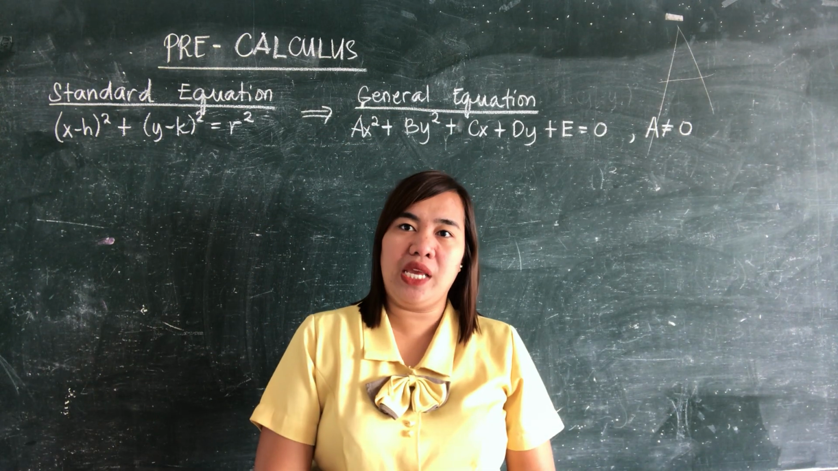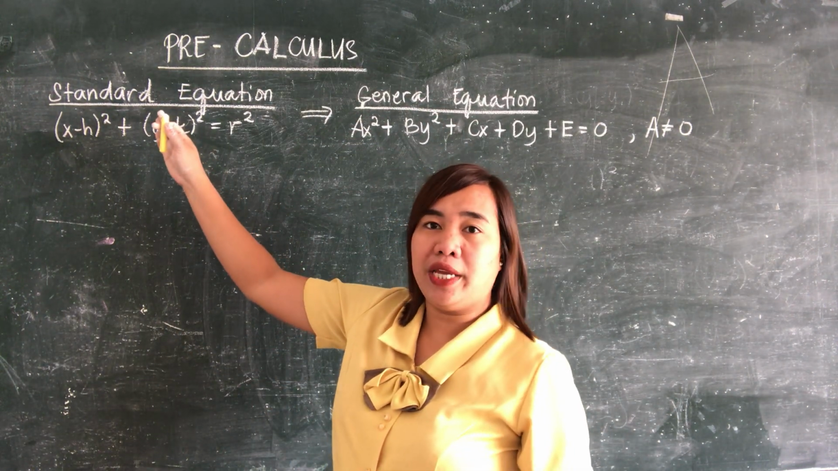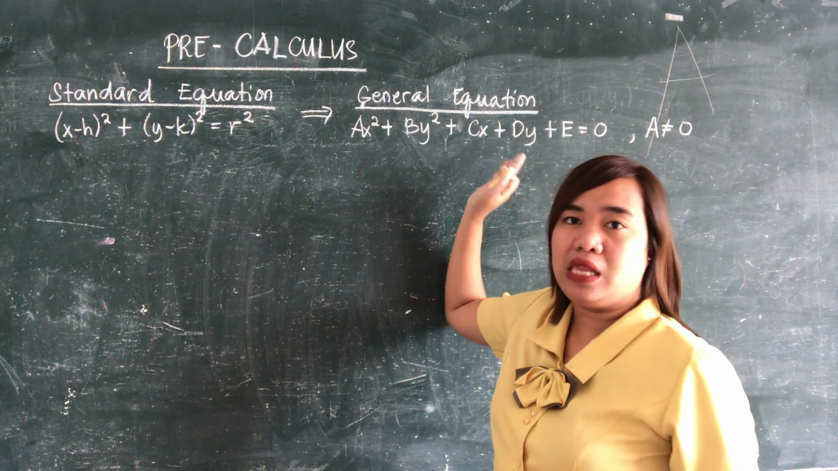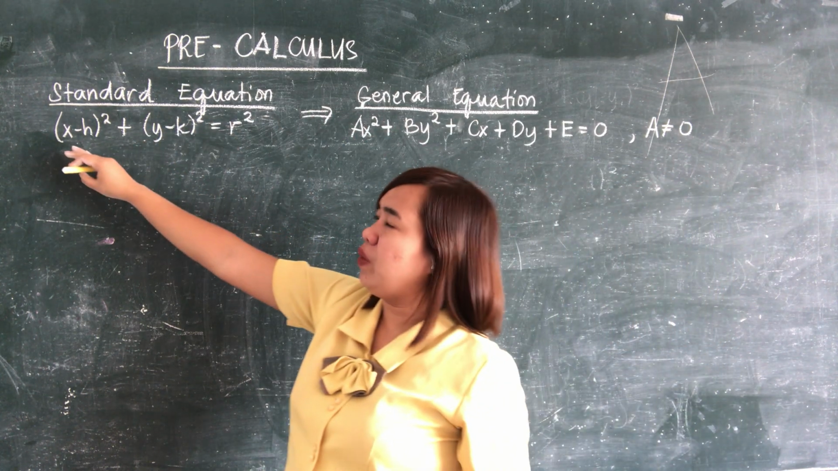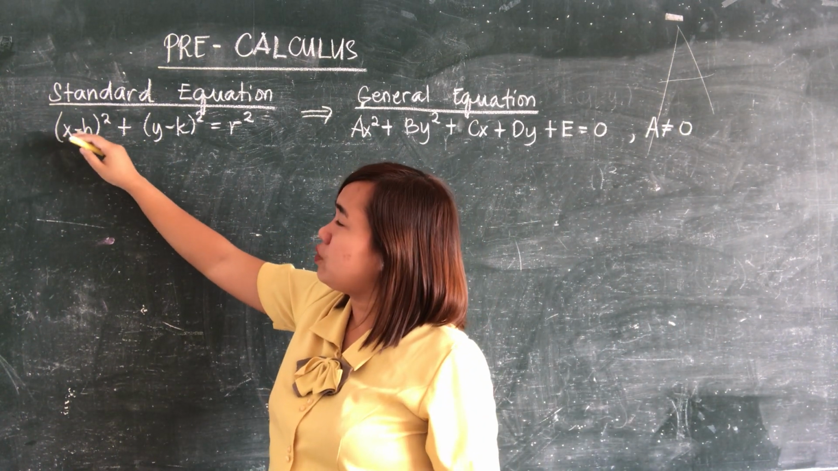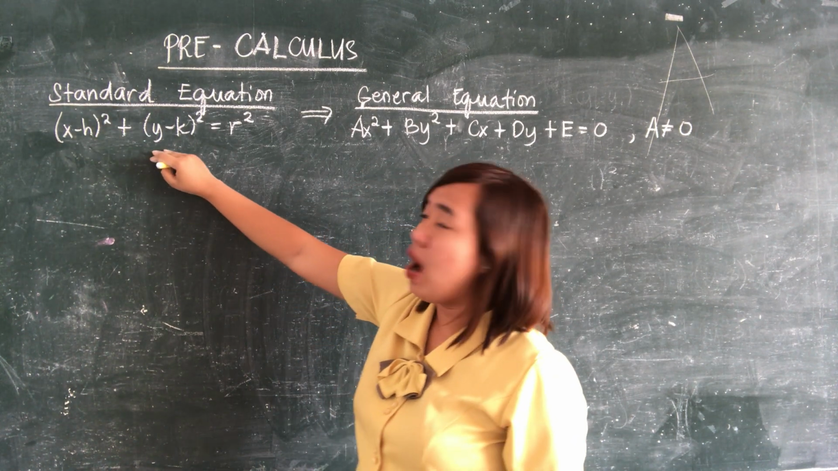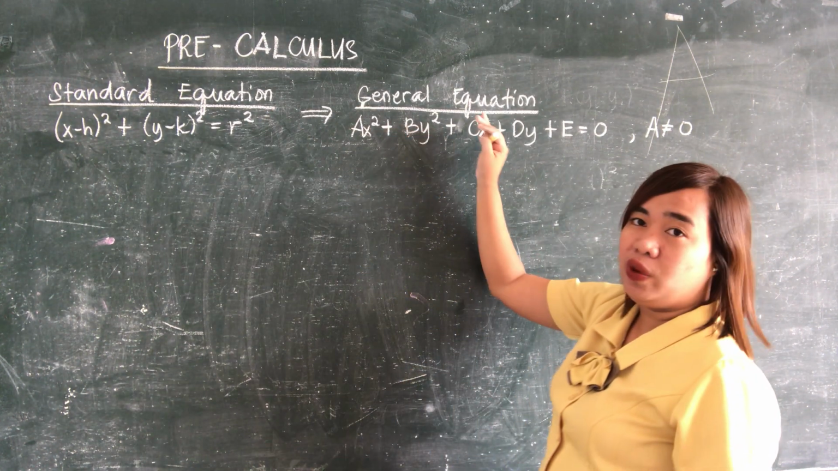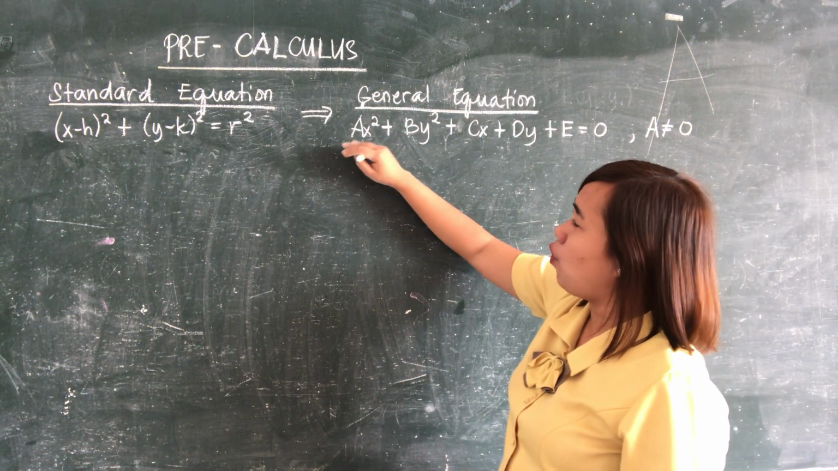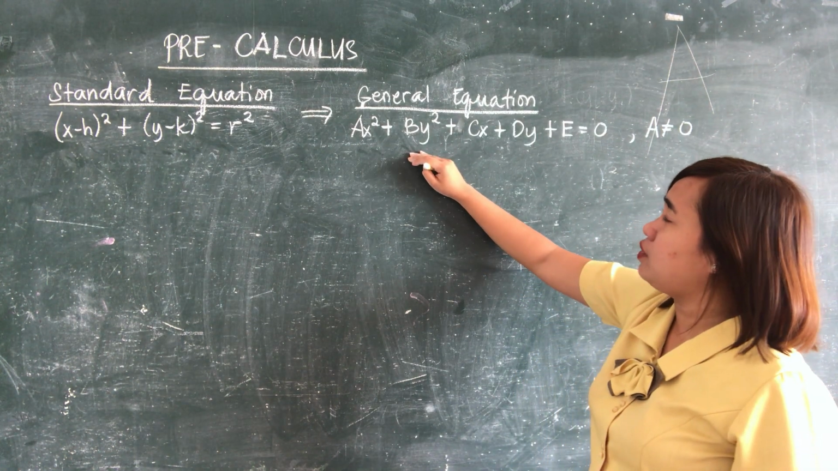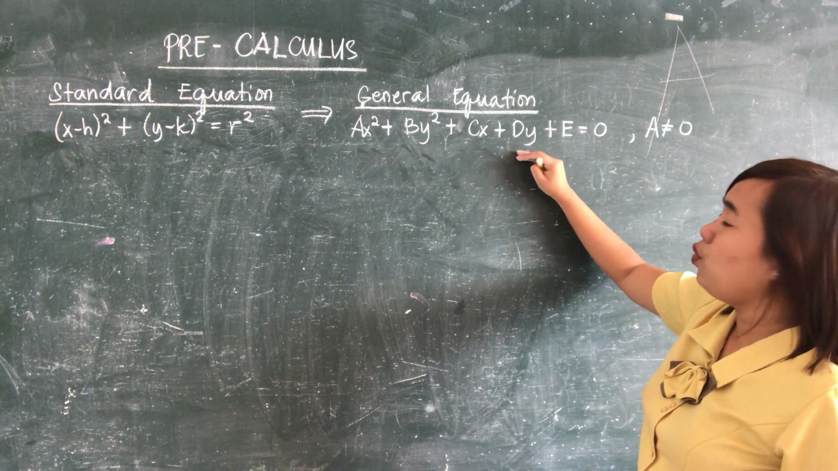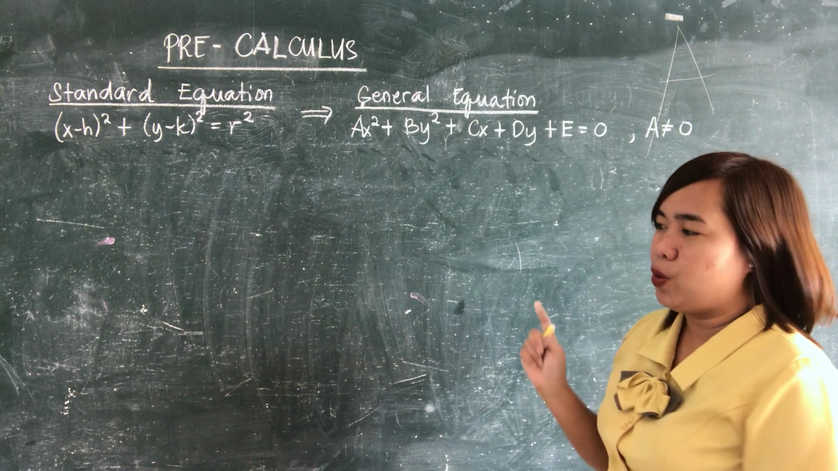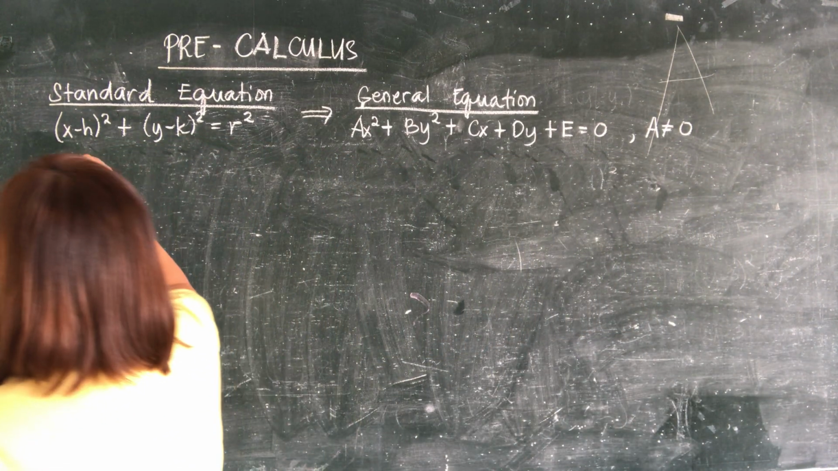Now, we're going to proceed to the standard equation, and then we're going to rewrite the standard equation into the general equation. So we have here the standard equation form, which is (x minus h) squared plus (y minus k) squared equals r squared. And our general equation of the circle is in the form ax squared plus by squared plus cx plus dy plus e equals 0, where a should not be equal to 0. So let's have an example so that we can understand it.